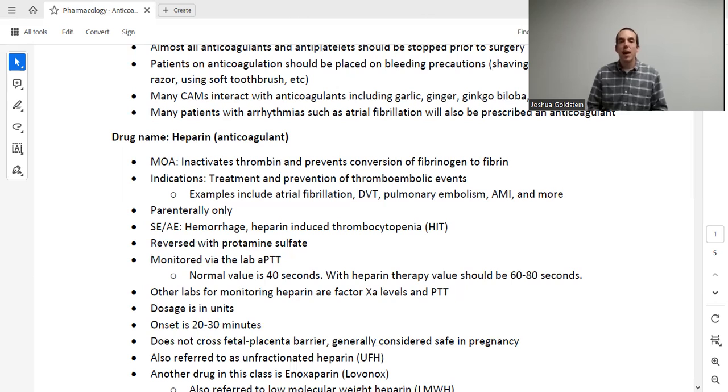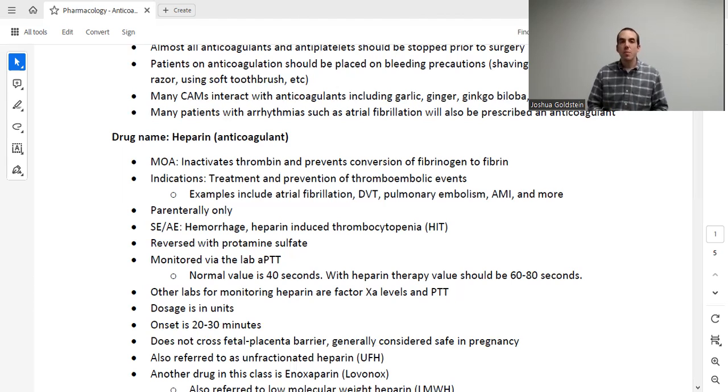Patients that are on anticoagulants, and we're using it now loosely, including antiplatelets, should be placed on bleeding precautions, such as no extra IV sticks, don't use a straight blade for shaving them, use an electric shaver, things like that. Now, it is a favorite test question to ask about what interactions we have with anticoagulants. And one of the more famous ones is that many CAMs, specifically the ones that start with G, garlic, ginger, ginkgo, most of those do interfere with a lot of different anticoagulants. So just know that if a patient's on one of those, you want to get them off of it.